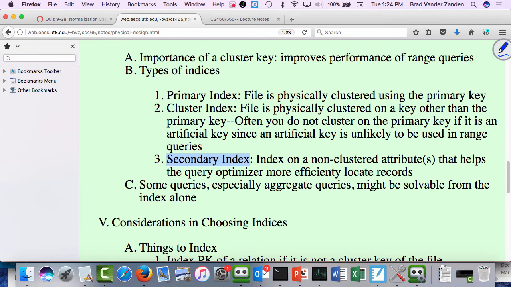So if we have a whole slew of indices, then every time we insert a tuple into a relation, we're going to have to update all the indices that depend on the attributes in that relation. So in fact, it's not necessarily a good idea to put an index on every attribute in your relation.